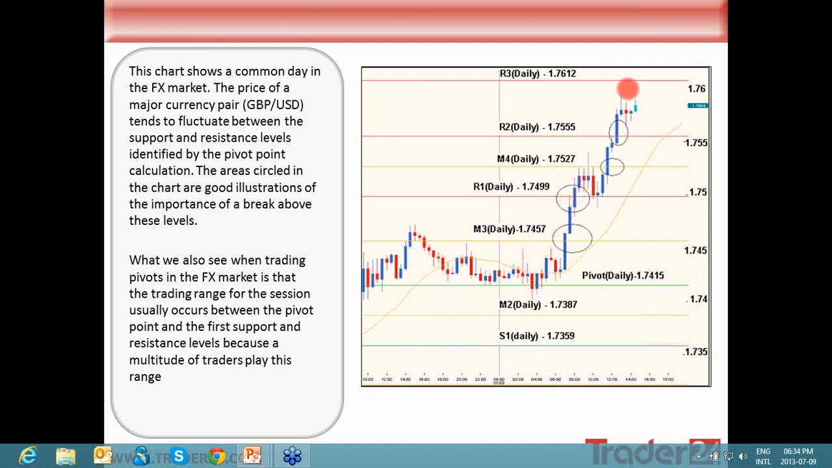So it just calls for a bit of active management for this particular technique. All right, so I'm just going to read what it says here. What we also see when trading pivots in the FX market is that the trading range for the session usually occurs between the pivot point and first support and resistance levels because the multitude of traders play this range. All right, so you'll tend to get the majority of the movement between your pivot point and R1, and vice versa. If you're having a down day, it would be between the pivot point and S1.